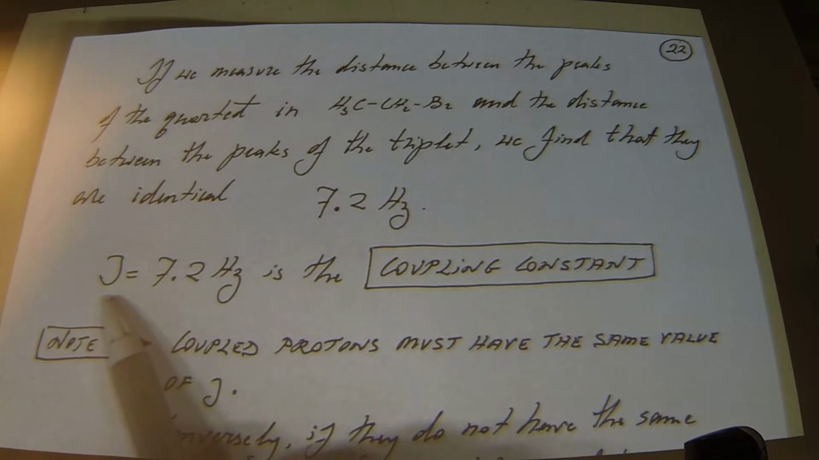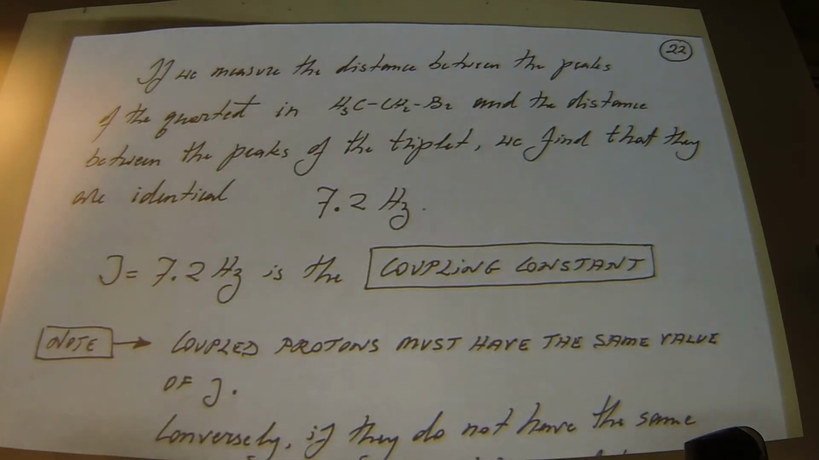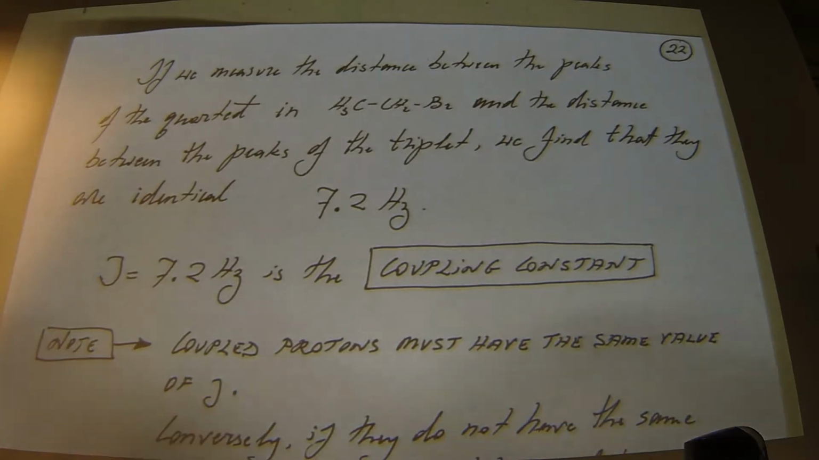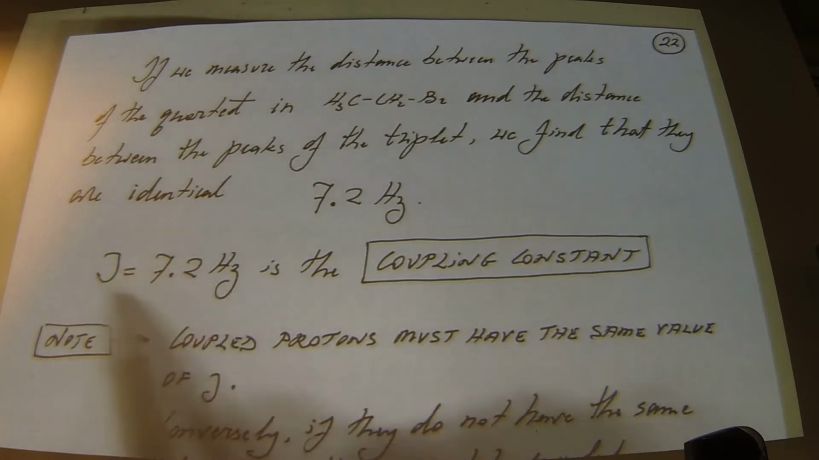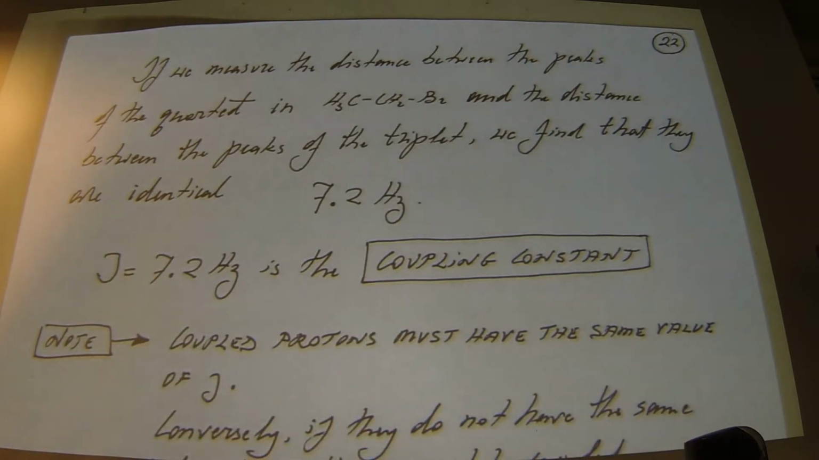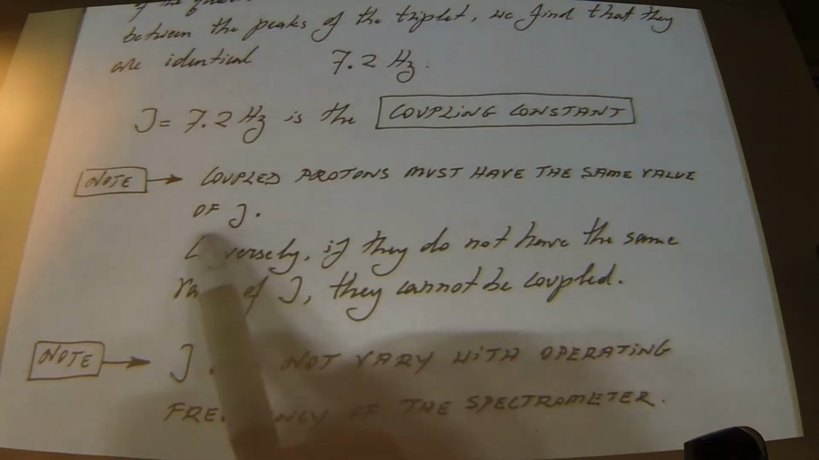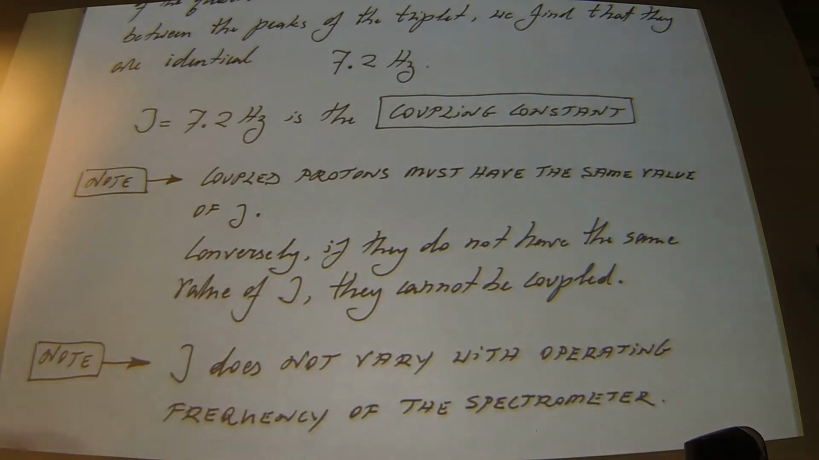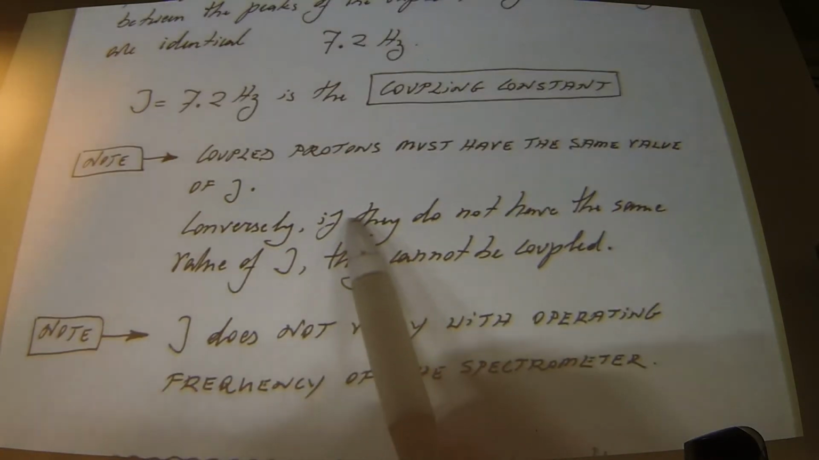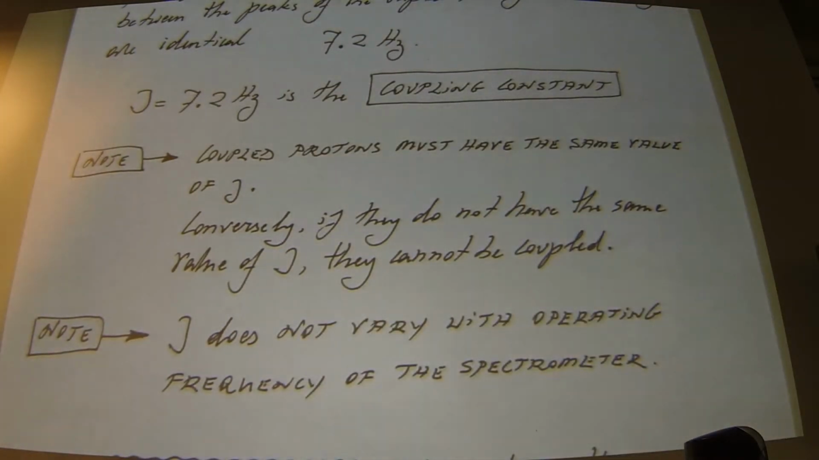We indicate the coupling constant as J. So coupling constant J is just the letter that we use to show coupling constant. So this is how you show the coupling constant. Now, coupled protons must have the same J value. I just said that. Now, when I say the same value, if you measure it on the spectrum, it's not exactly totally the same. Then you have a judgment to make. But if it's way off, then they're not coupled, and you know that.